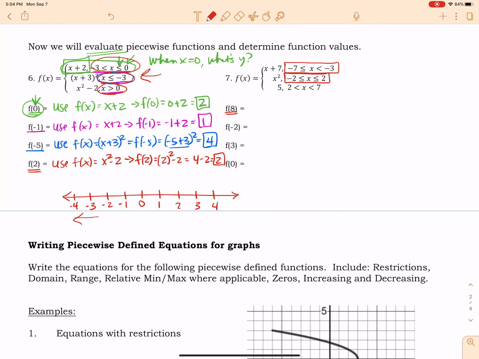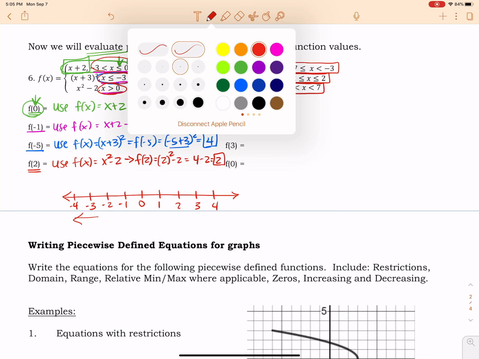For this one, x is between -2 and 2. Well, 8's bigger than 2, so that doesn't work. Okay, this last one, x is greater than 2 and less than 7. Well, if it's less than 7, 8 doesn't work. What's our answer, Miss Griggs? Does not exist for this function, okay? The value of 8 for x does not exist in this function.